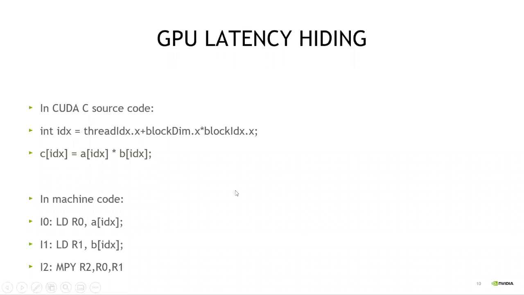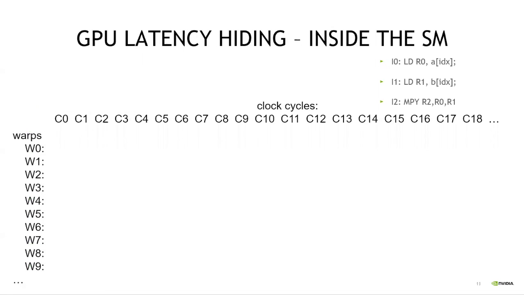R0, R1, and R2 are GPU registers. Each thread has its own set of registers, and so each thread has an R0, each thread has an R1, each thread has an R2, and so on. They're distinct from each other. So we want to understand how those instructions are actually dispatched.